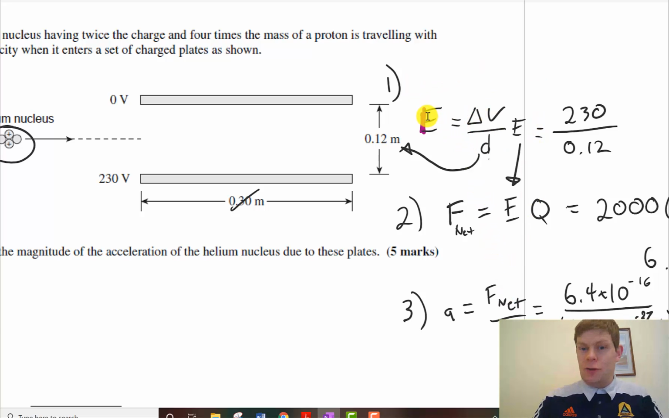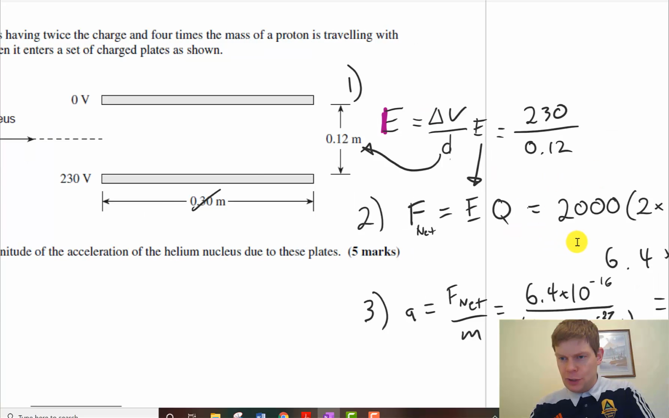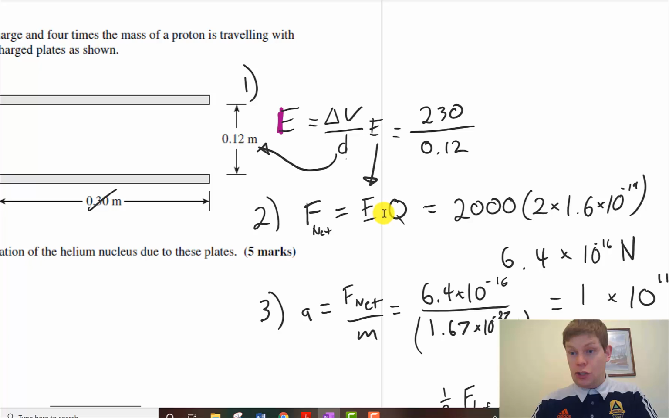So starting at the beginning, we find the electric field strength using our voltage difference divided by the distance between them. We get our electric field strength, which I believe is 2,000. Our charge is, it's an alpha particle, so 2 protons, 2 neutrons. Neutrons have no charge. Protons have a charge of 1.6 times 10 to the negative 19, the elementary charge. So we do our electric field strength times the charge of the alpha particle, which is 2 protons, at least the charged part.